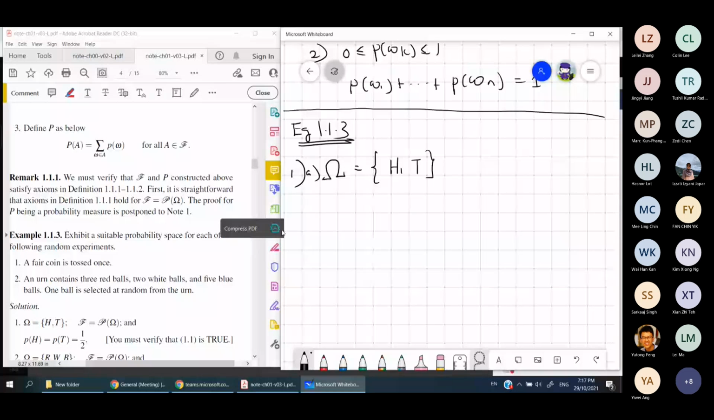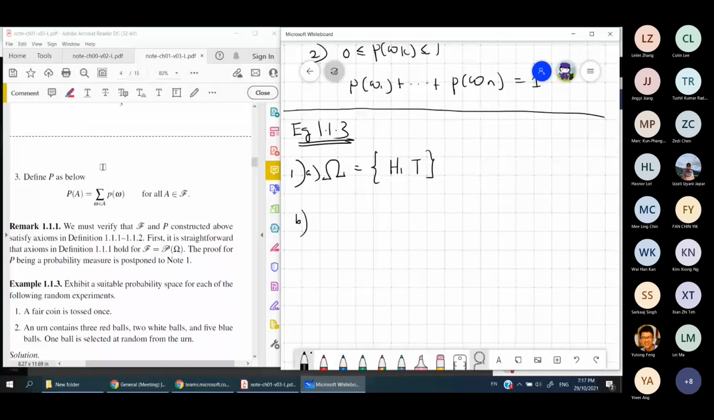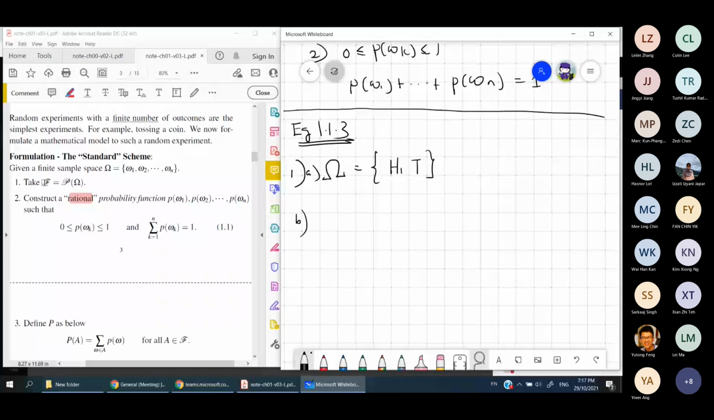B. Follow our standard scheme here for how to construct our sigma field. We just take our sigma field to be the power set of omega. That means we consider all the possible subsets. That is the empty set, the set with only one element H, the subset with another element T, and finally the set {H, T}, that is our omega. So this is our F. So we got our sigma field.